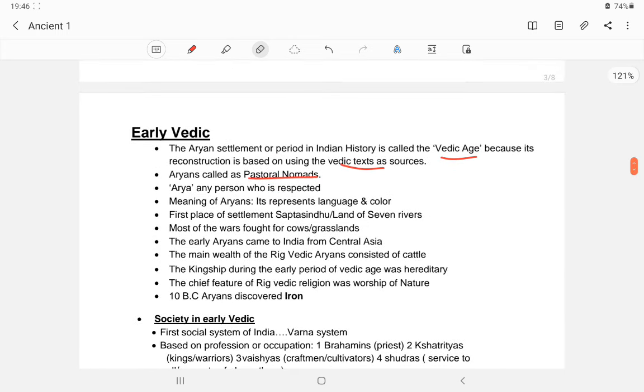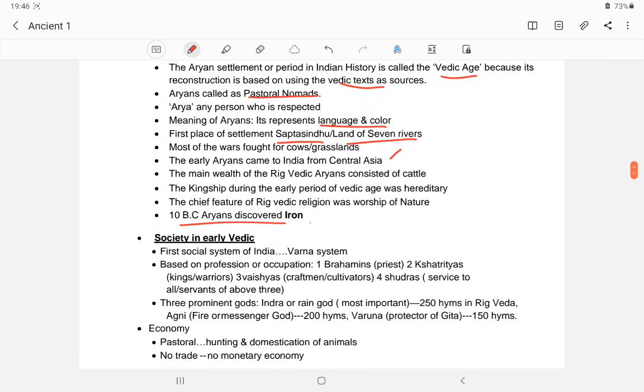So next is the Vedic age, or the Aryan age. The meaning of Aryan represents language and color. Their first settlement was the Sapta Sindhu, the seven rivers. They settled from Central Asia and discovered iron in the early Vedic period.